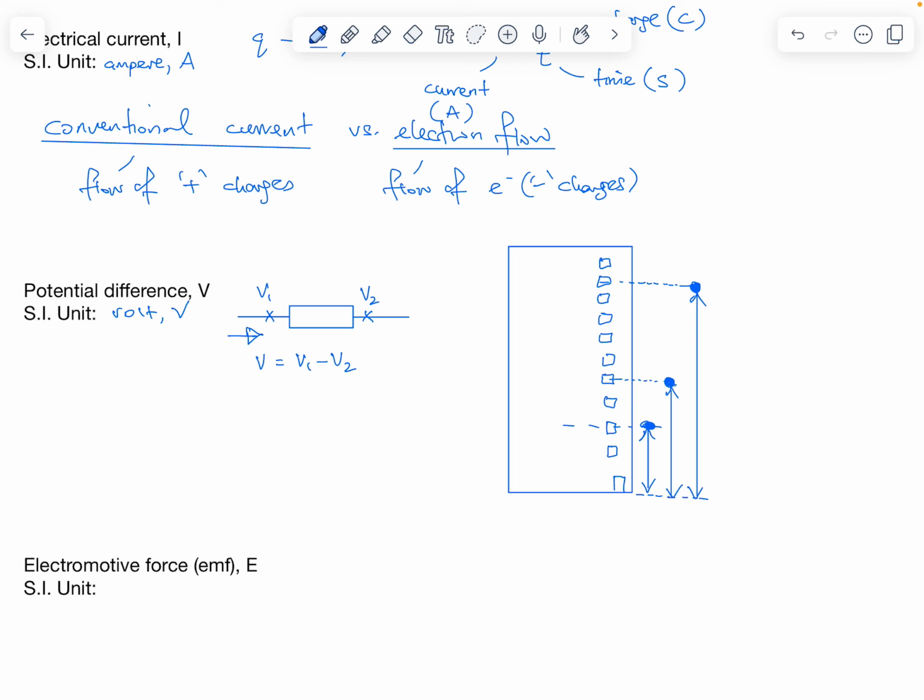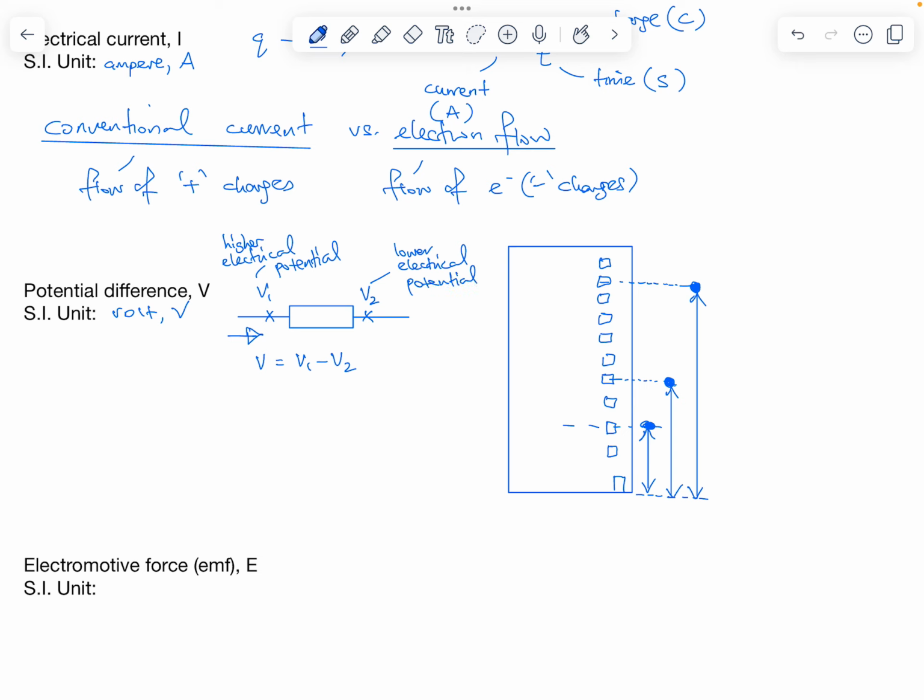So because of that gravitational potential energy difference, the ball will drop from a point of higher gravitational potential to a point of lower gravitational potential. Similarly, for electricity, V1 has a higher electrical potential at a higher floor. V2 has a lower electrical potential.